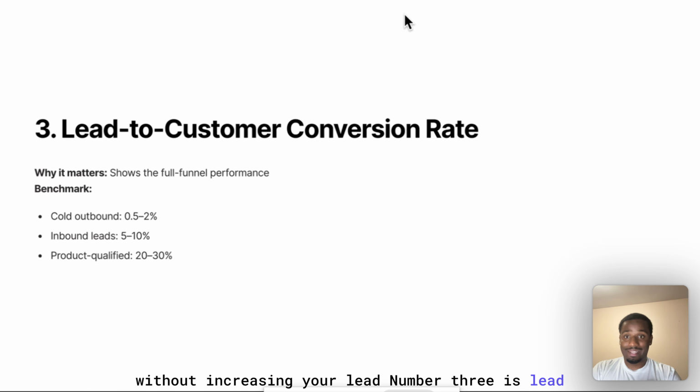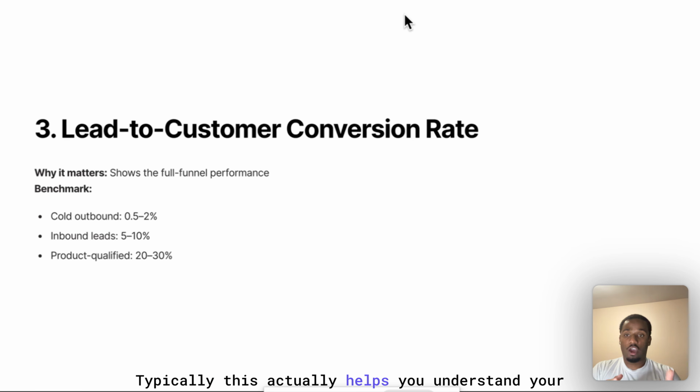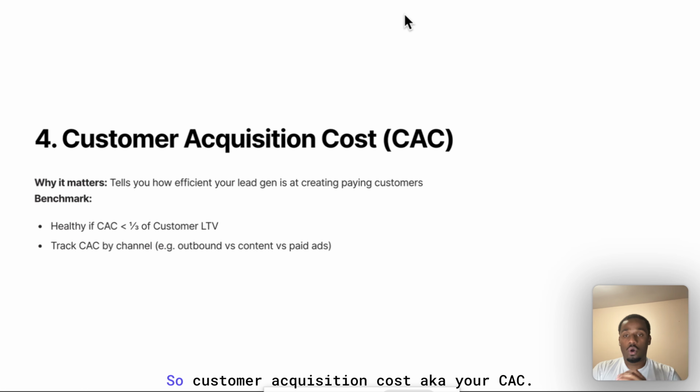Number 3 is lead to customer conversion rate, which shows your full funnel performance, right? Typically, this helps you understand your funnel. For cold outbound, it's 0 to 2%. Inbound leads is usually 5 to 10%, depending, could be higher or lower depending on how your funnel's built. And if your product is actually qualified and fits what they're looking for, conversions could be around 20 to 30%.